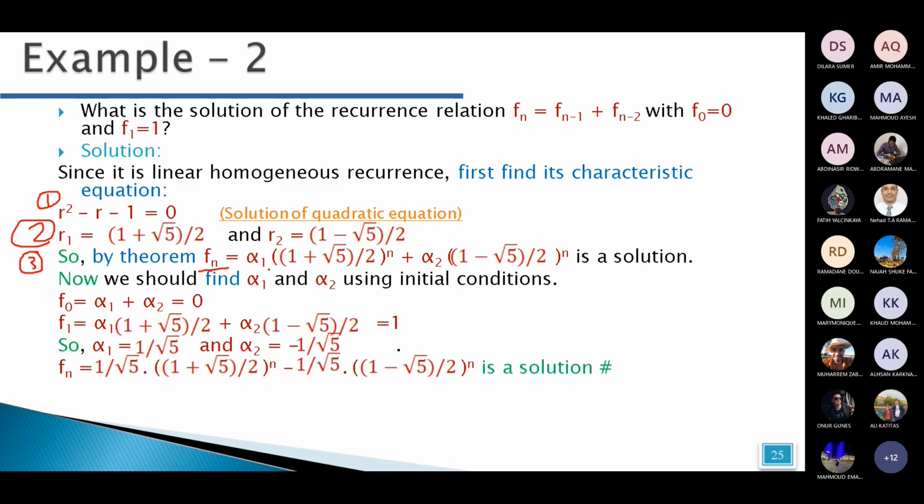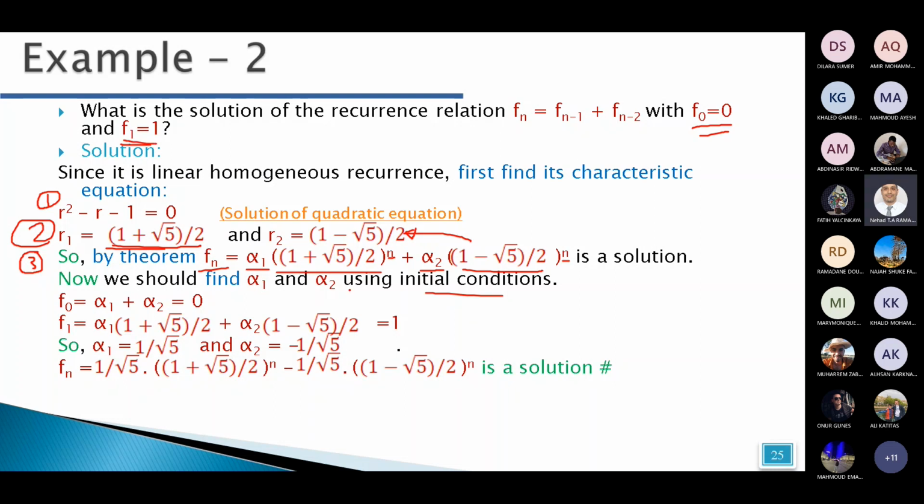It's alpha 1 multiplied by the first solution to the power n, plus alpha 2 multiplied by the second solution to the power n. Okay, this is the solution. From this solution, we will apply the initial conditions: F0 equals 0, F1 equals 1.